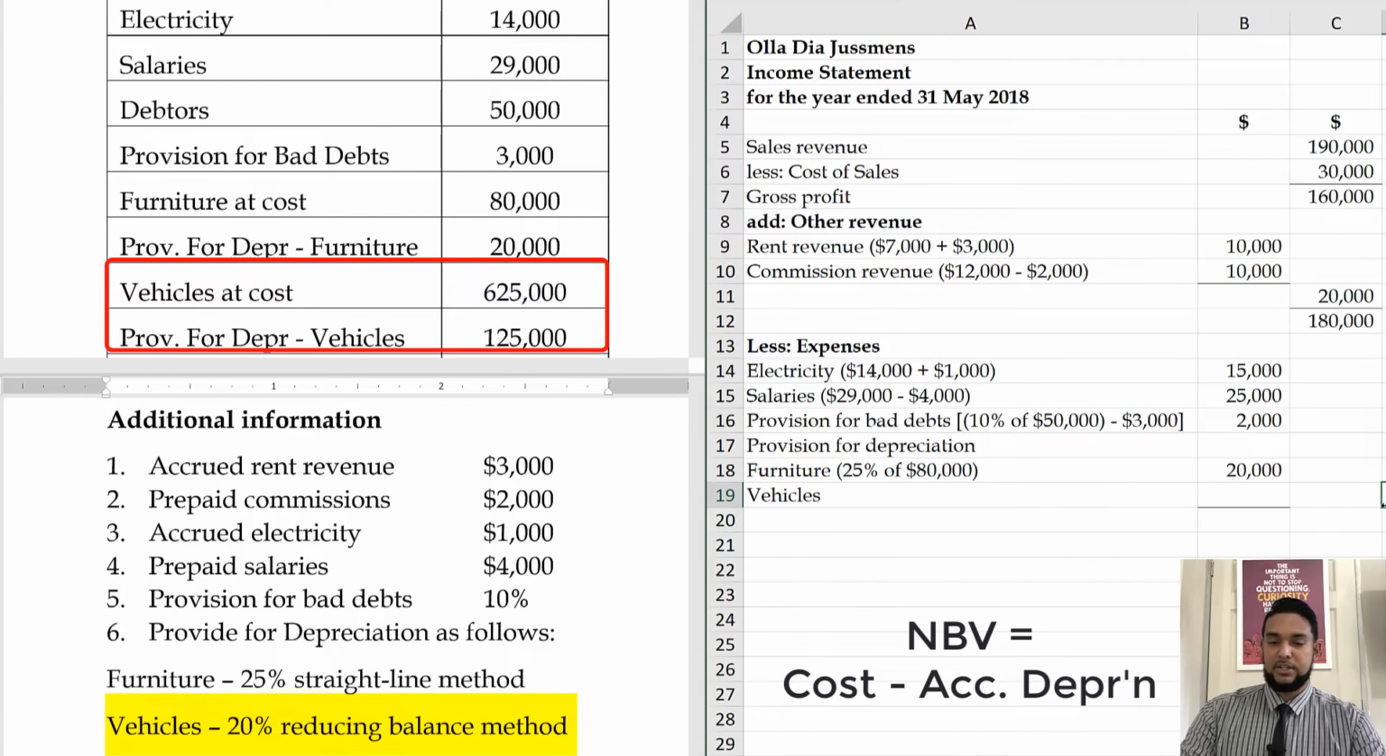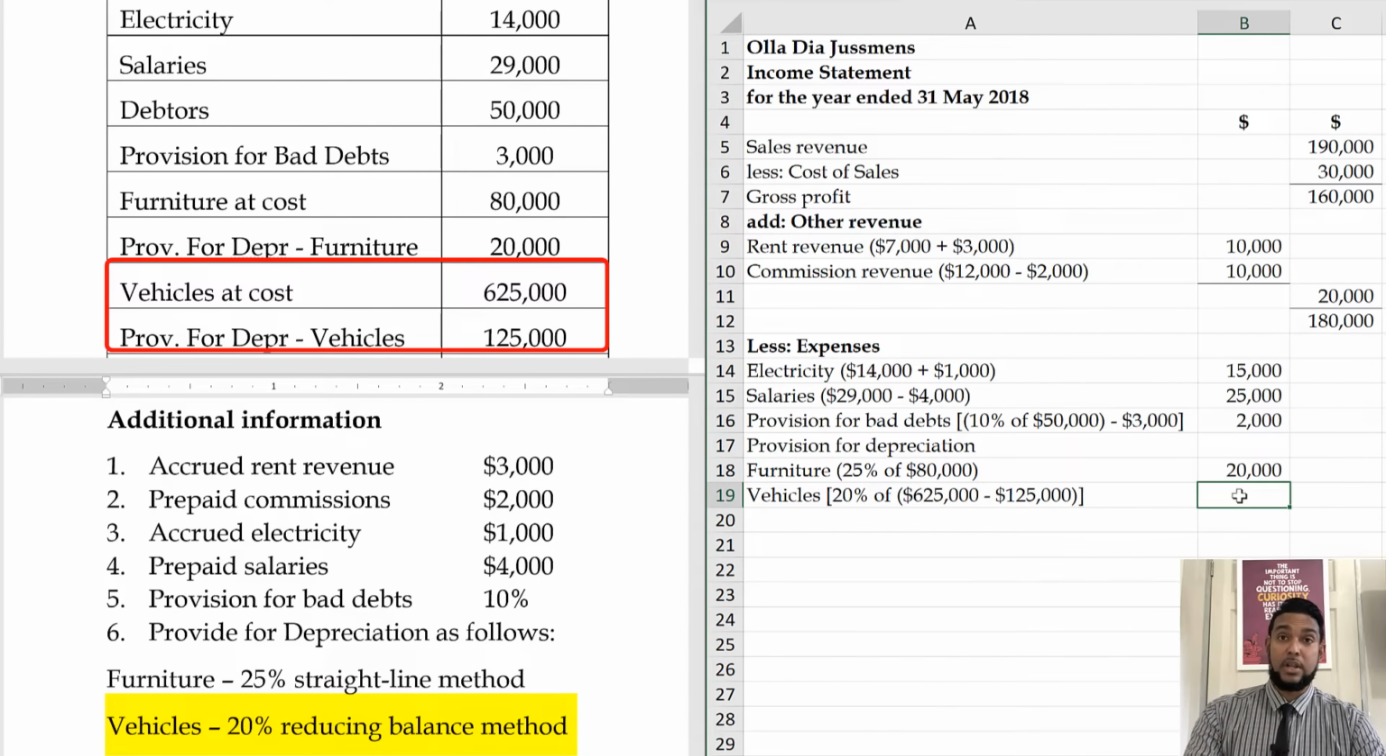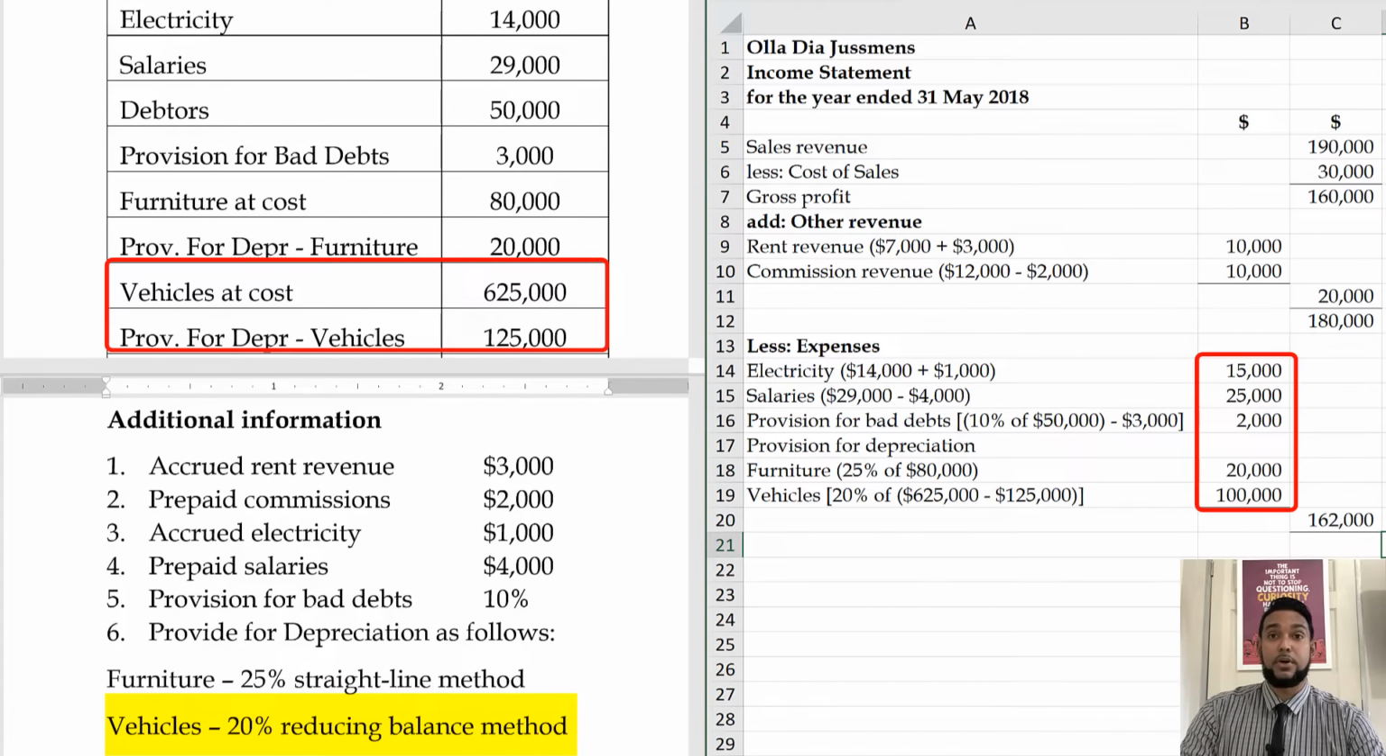So what that calculation will look like is this, 20% of 625 minus 125. 625 minus 125 is cost minus the existing provision. That's net book value. That's 500,000 in this case. 20%, which is a fifth of that, will give us 100,000. I think I'm missing a zero. Okay, so now we're going to total up all our expenses, which will give us 162,000, and we're going to subtract that from the above 180, which will give us a net income or net profit of 18,000.